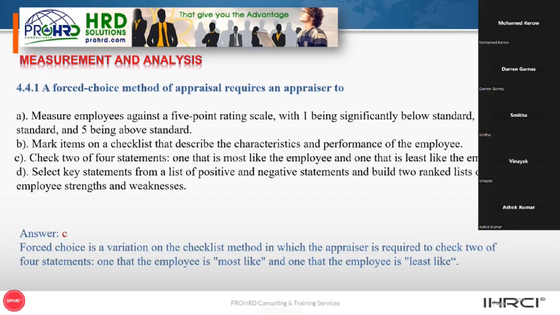So forced choice is a variation on the checklist method in which the appraiser... you have been bombarded with the information. You will never forget it in your lifetime. So the forced choice method is a variation on the checklist method in which the appraiser is required to check two of the four statements. One that the employee is most like and one that the employee is least like. Very good. Brilliant.